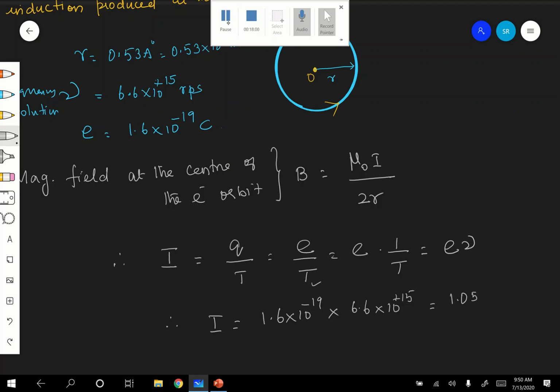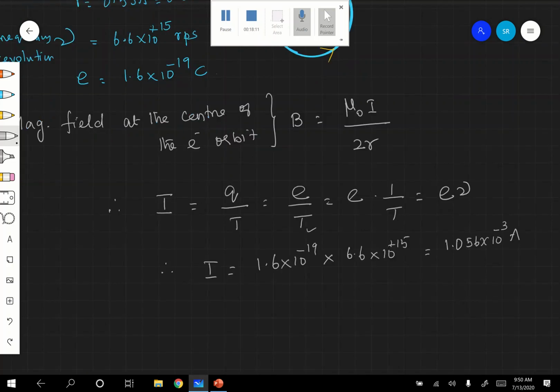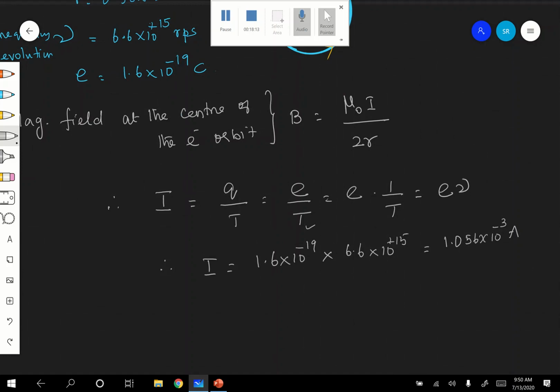Therefore, the answer, if you solve it, you will be getting 1.056 into 10 power minus 3 amps, around 1 milliamp current. Correct? Around 1 milliamp current is produced. Okay, therefore, now you know what is I. This I you have to substitute in this equation for B.